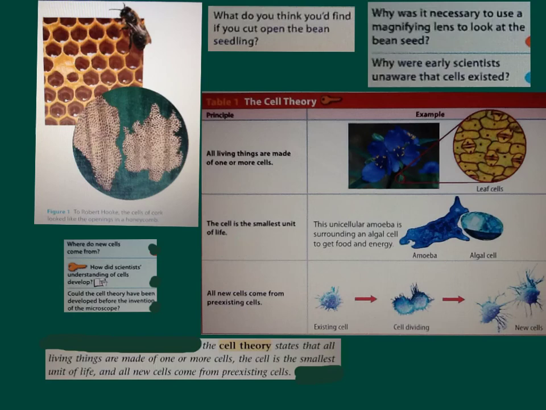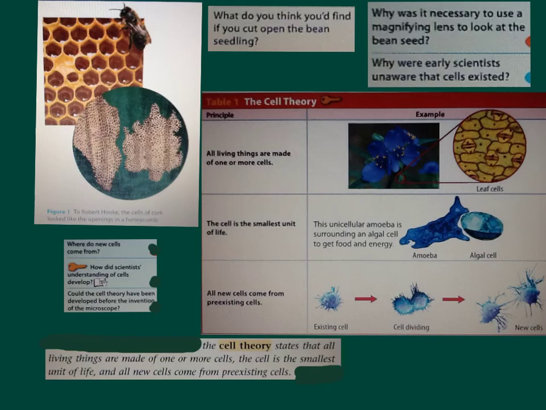This part we've talked about already. It was actually in your vocabulary, which was cell, and unicellular, meaning single cell, was part of your vocabulary from last lesson. Okay, so we're using our prior knowledge of cells and coming up with this information, saying that the cell is the smallest unit of life, which you know. The example is this amoeba. The single cell, unicellular amoeba, is surrounding this alga right here to get food and energy. So it's taking in food and energy.